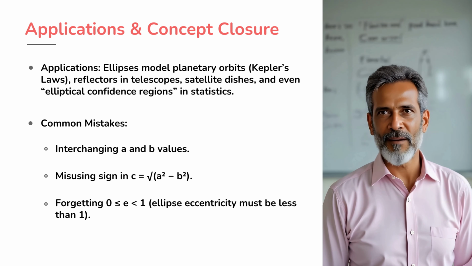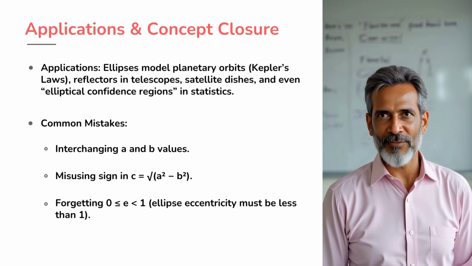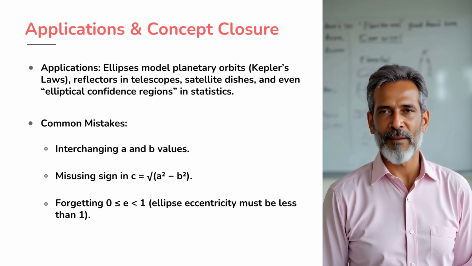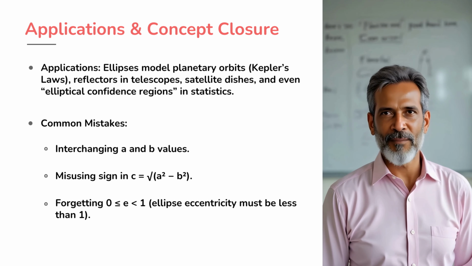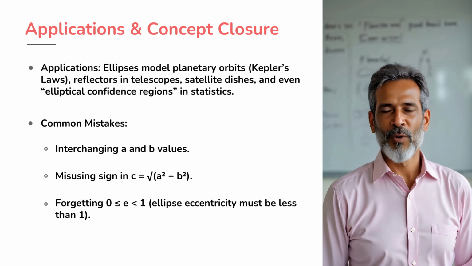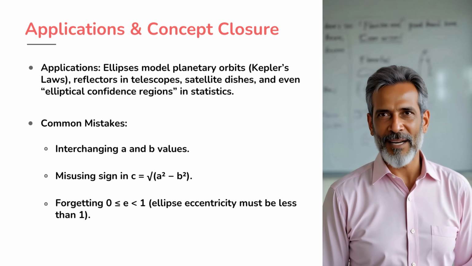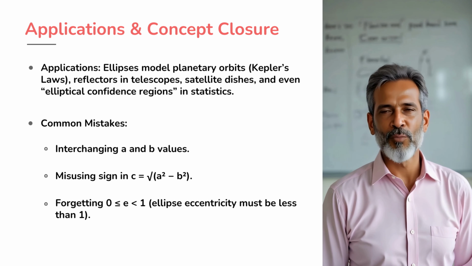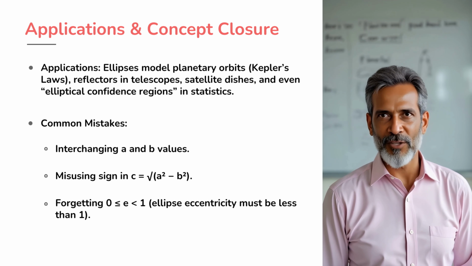Common mistakes. Swapping a and b when identifying axes. Using wrong signs for c or e. Forgetting that eccentricity must always be less than 1. Verification tips. Always check that b squared equals a squared minus c squared and e equals c by a. Substitute vertex (a, 0) and co-vertex (0, b) into the equation.